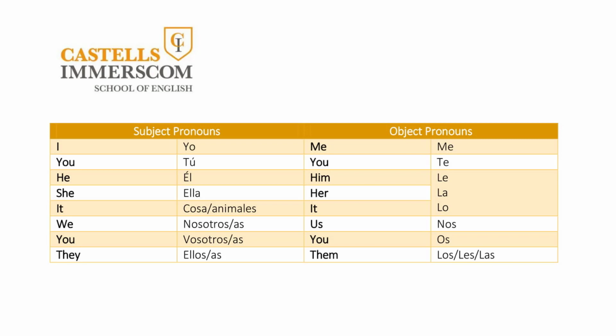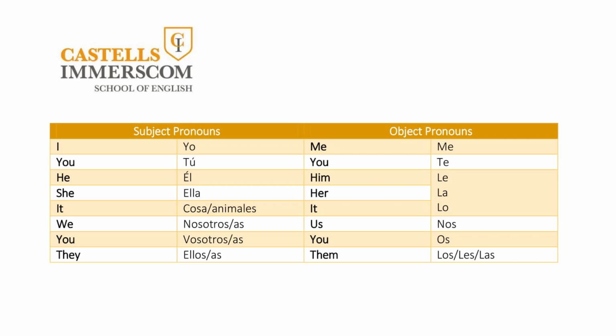Okay, so again, in English this is a little bit easier than in Spanish, as in Spanish we have direct and indirect object pronouns. So I'm going to compare the two, but I'm not going to go into much detail about the Spanish side of things. I'm just going to focus mainly on the English. So obviously, your subject pronouns are I, you, he, she, it, we, you, and they.